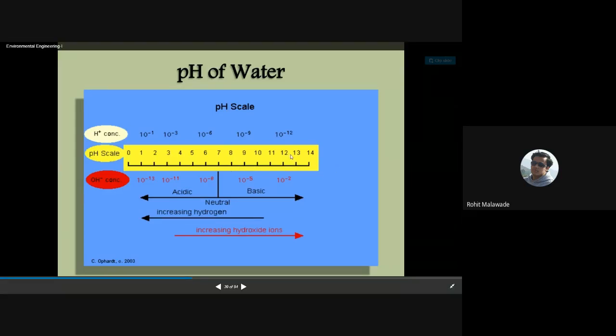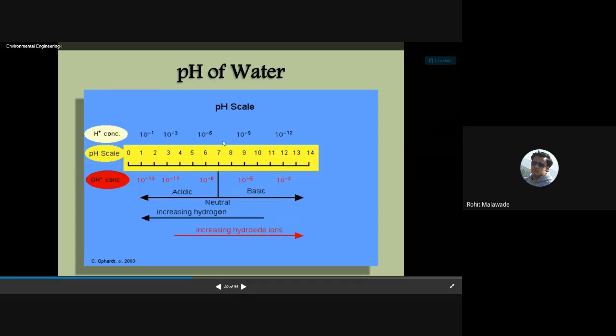13, its concentration is reduced. 12, the concentration reduces. 11, it is reduced. 10, again reduced. 9, still reduced. 8, it is near neutral, and 7 we call neutral. So any solution whose pH is between 7 to 14, we call a base. This is how the pH scale works.